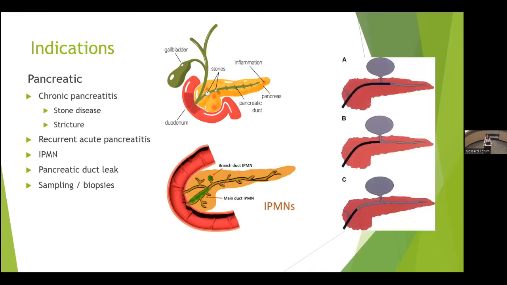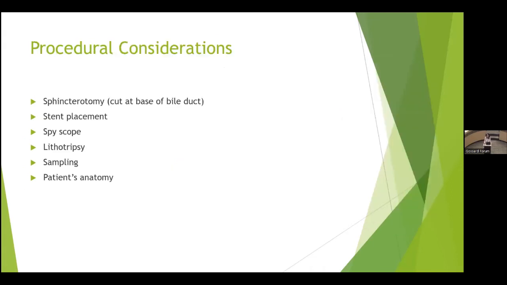And then pancreatic duct leak, similar to that of a bile leak, the duct gets disrupted somewhere. Most of the time, it's either from a trauma, surgery, or chronic pancreatitis, and then the duct leaks. So the juices that should be flowing out actually go out into the abdomen, similar to a bile leak. We can go in to the pancreatic duct, put a stent across here to treat that. And then also similar to a biliary indication, we can get in there and sample or biopsy concerning lesions or areas in or near the pancreas.